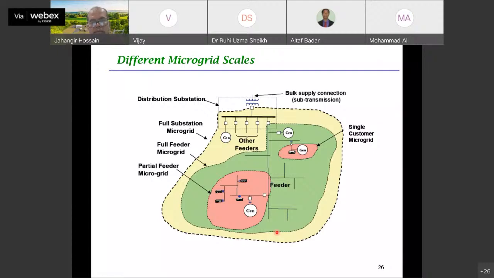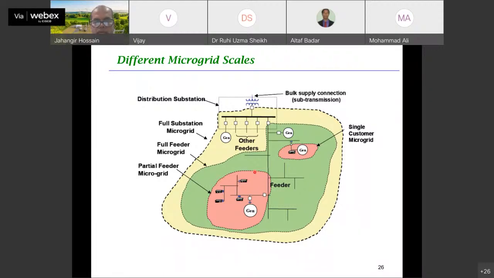And I was saying that it should have a clear boundary. And here also you can see different microgrid scales. As I say, a few homes, even a single home, as I mentioned, could be a microgrid when you have got a generator, a photovoltaic system as generator, and also a battery with them. But with only a photovoltaic system, we can't say this is a microgrid.